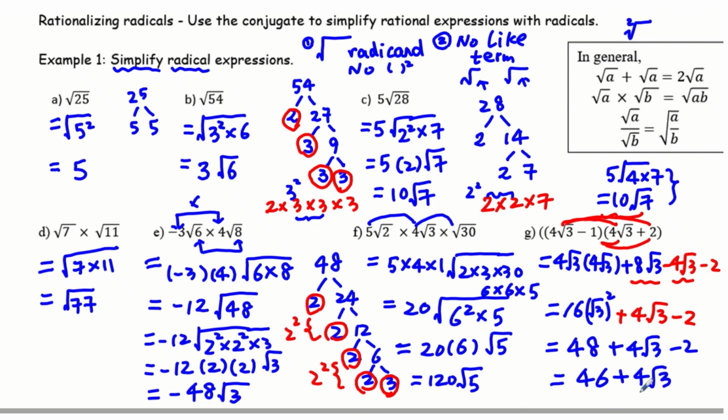So this is done. This is a simplified radical expression, no like terms, radicand. We don't have any perfect square number there. So this is a simplified radical expression.